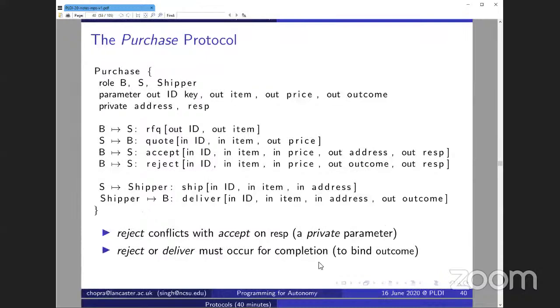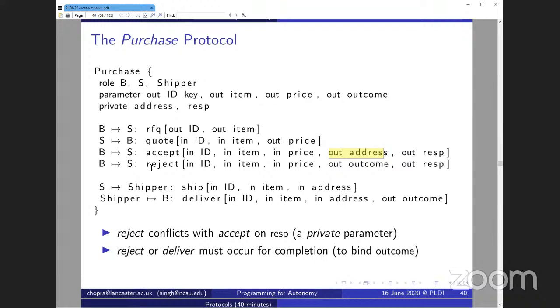So now we have a situation where we have a more elaborate protocol. So we have an RFQ, a quote, and accept and a reject as before. But the idea is that in this case, we have three parties: buyer, seller, and a shipper. When the buyer accepts an offer to the seller, the buyer supplies an address. Or the buyer, of course, can reject it and everything is over.